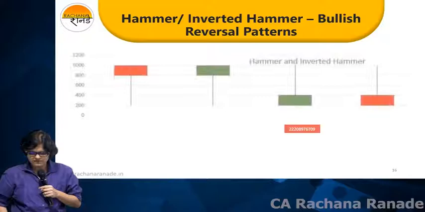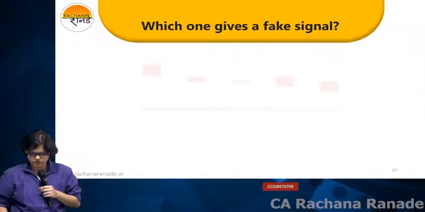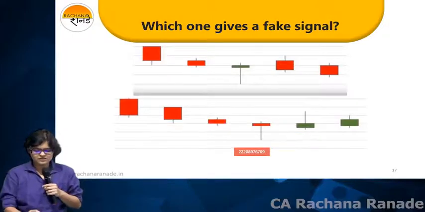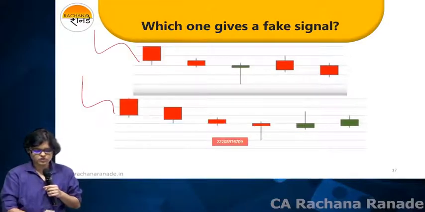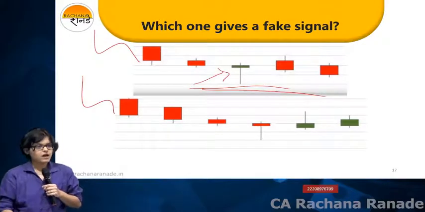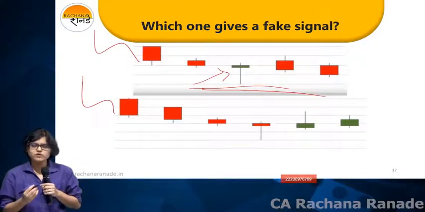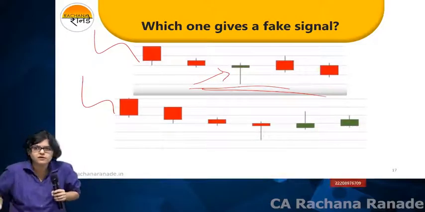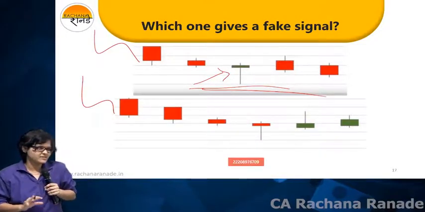Do you remember we had taken this example yesterday? Wait, I'll just show that example to you again. Which one gives a fake signal? Yes, so assume this is a downtrend, this is also a downtrend. Is this giving a fake signal? Yes, this was an anticipatory buy. Those who are very much aggressive buyers, aggressive bulls, they might have entered here. But let us be a little bit safe.